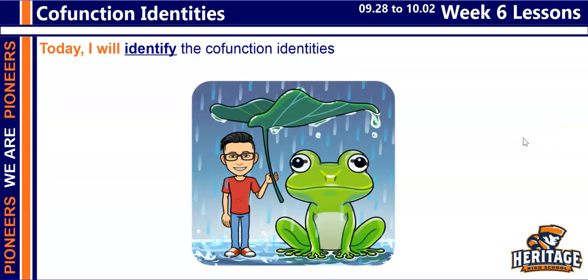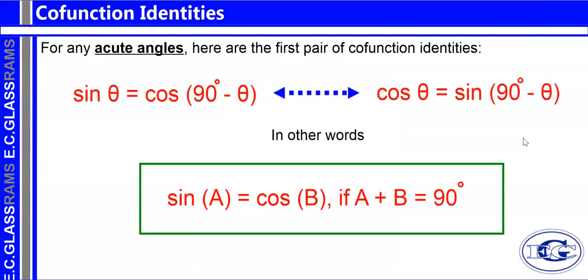Welcome, ladies and gentlemen, to the lesson on cofunction identities, where you will learn how to identify them and solve problems related to this topic. The first thing we need to establish before we talk about the identities is that the condition is the angles must be acute. In other words, the angles must be between 0 and 90.